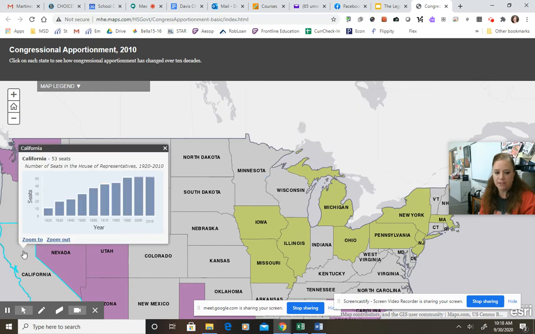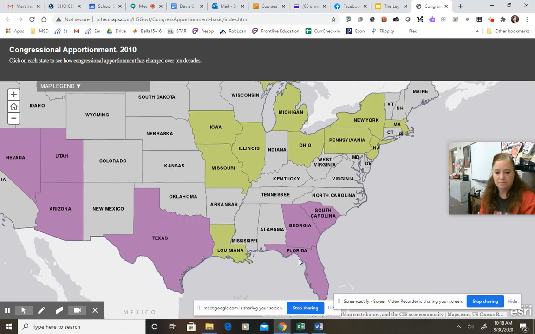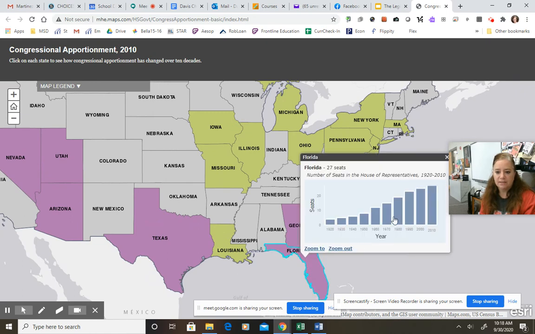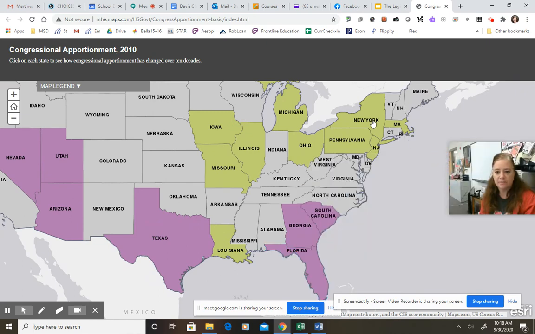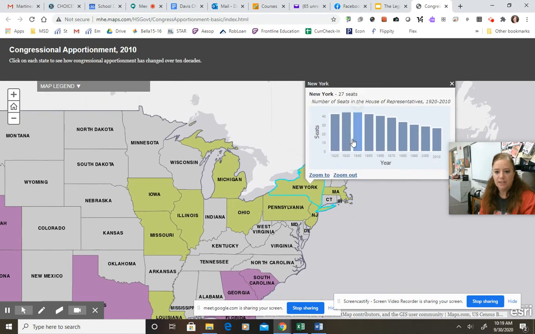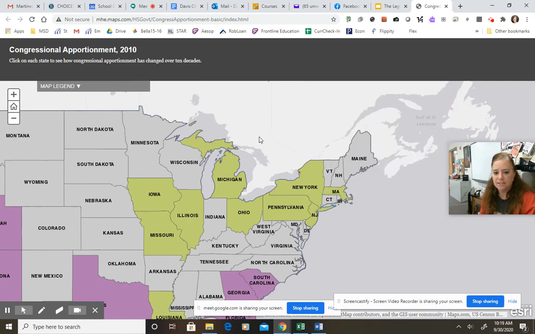For example, California just keeps growing. They're at 53 representatives now. So it's really an important state in an election because it can really sway one way or another if the president wins or loses. Florida is another one that is consistently gaining seats. I'm thinking New York is actually losing seats because there's less people there than they used to have, or there's more people in other states than there are in New York. So just something to note, that the number of people that each state has in Congress can change.